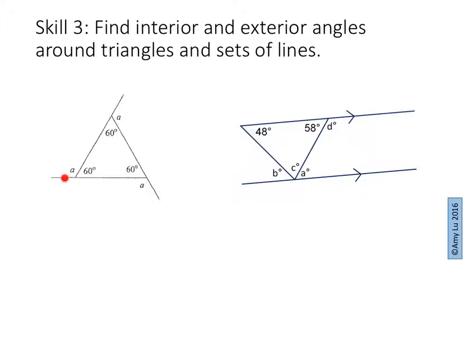Given that this is a straight line right here, I know that 60 plus something has to add up to 180 degrees total. So therefore A must be 120 degrees. Now, given that this angle is the same as this one and this one, that means all of these exterior angles need to be 120 degrees.